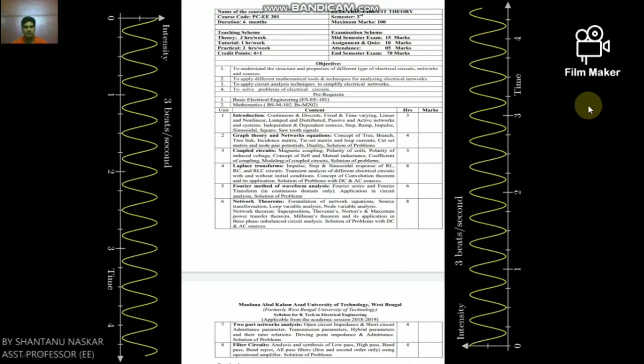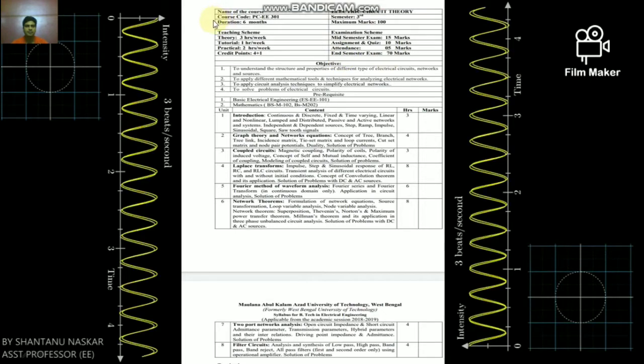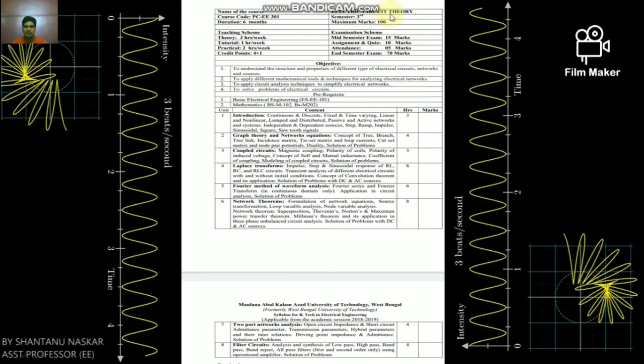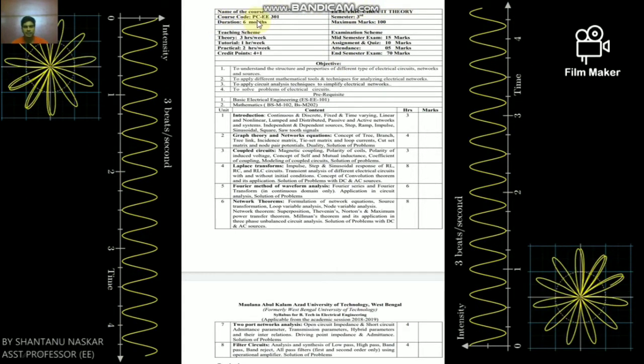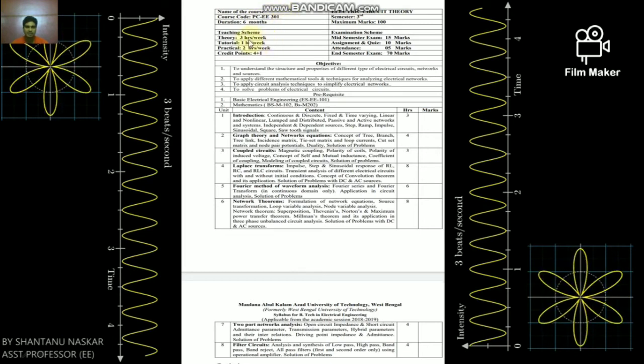Now let us talk about your syllabus. The name of the course is Electric Circuit Theory, course code PCW301, and the teaching scheme is 3 hours per week of lecture, and this is the theory class, and tutorial 1 hour per week, and practical 2 hours per week, and credit point 4+1.